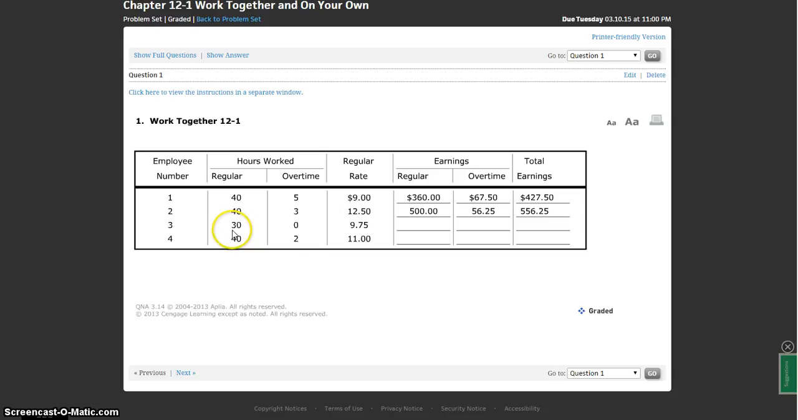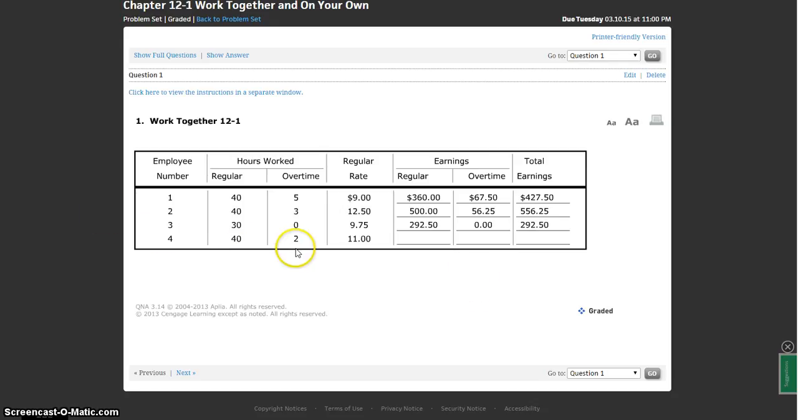Third person works 30 hours and no overtime, and the rate of pay is $9.75. So this is going to be even easier. 30 times 9.75 is $292.50. There's no overtime hours, so we just put a 0 there. And when we add that up, that's pretty simple. The same, $292.50.